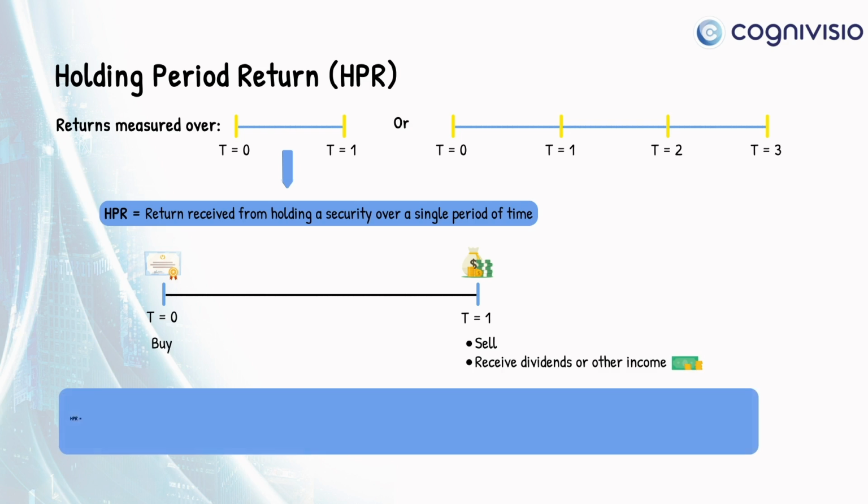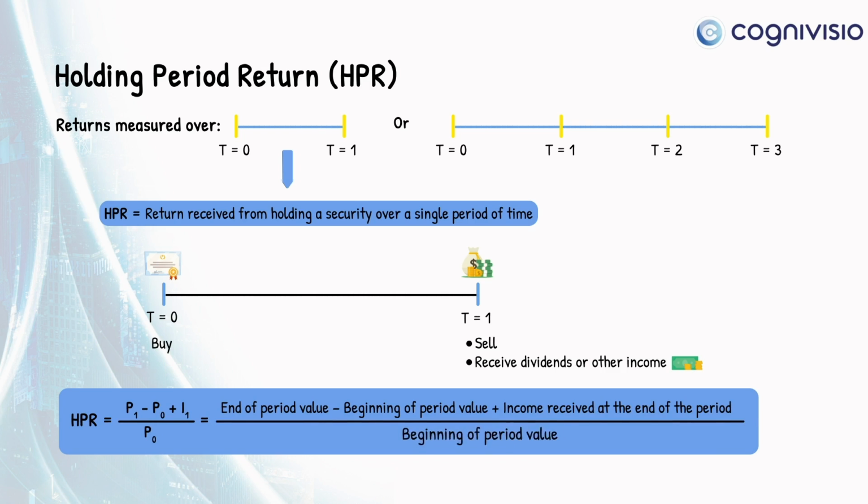In this case, HPR is given by the formula (P1 - P0 + I1) / P0. So the general formula is end of period value minus beginning of period value plus the income received at the end of the given period, divided by beginning of period value.